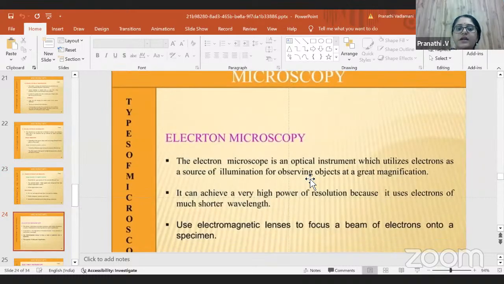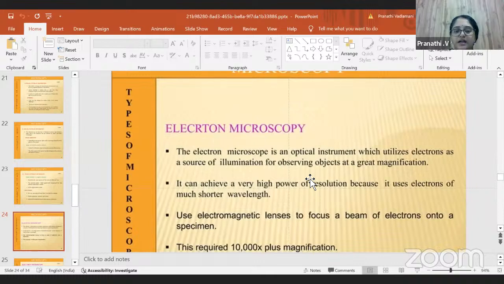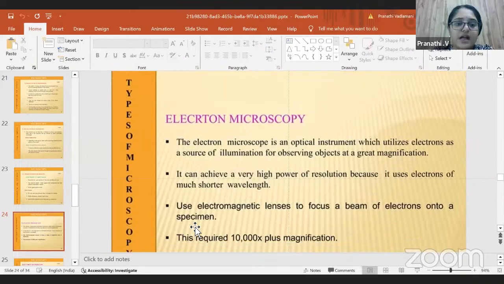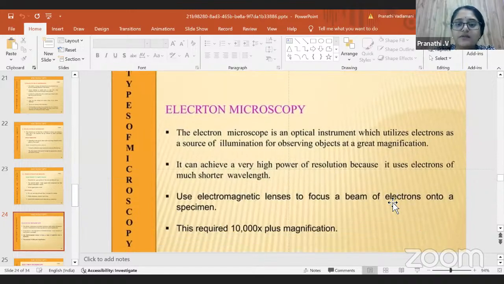Now, when it comes to the electron microscope, the principle is very much different. You have electrons, they are going to illuminate the objects, and this is going to give very great magnification. It can achieve a very high resolution. It uses electrons of a shorter wavelength. When the electromagnetic lens focuses a beam of electrons onto the specimen, you're going to get 10,000 plus, even 1 lakh plus magnification as well.